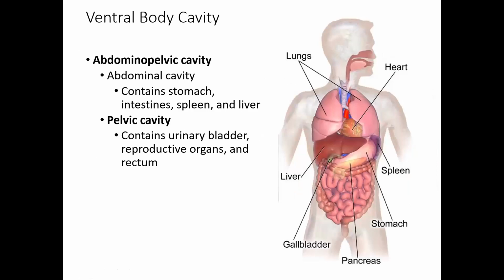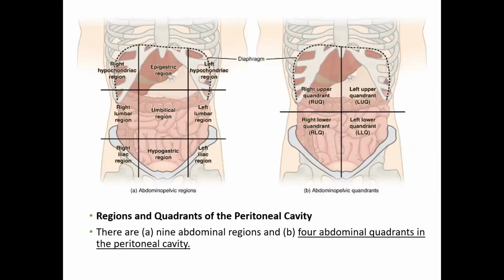I already mentioned all this. There's your ventral body cavity there. Now, I think we got to this, but it doesn't hurt to go over it again. How do you designate the regions of the ventral cavity, or the abdominal cavity, or what we also call the peritoneal cavity? The inner lining of the abdominal cavity is called the peritoneum.